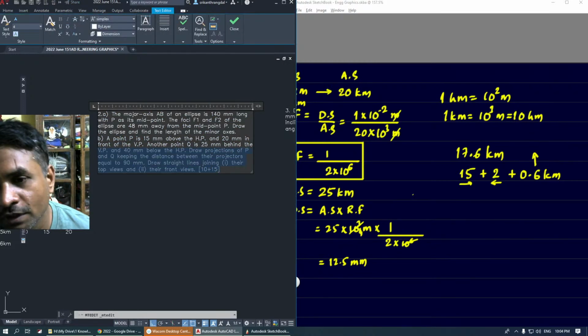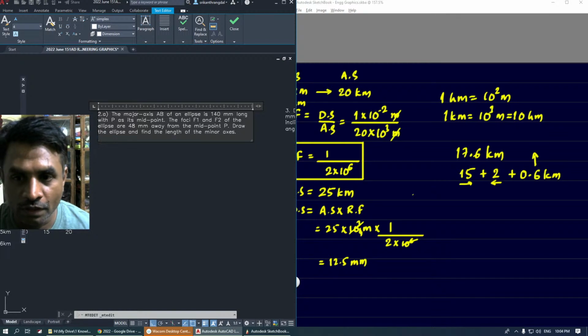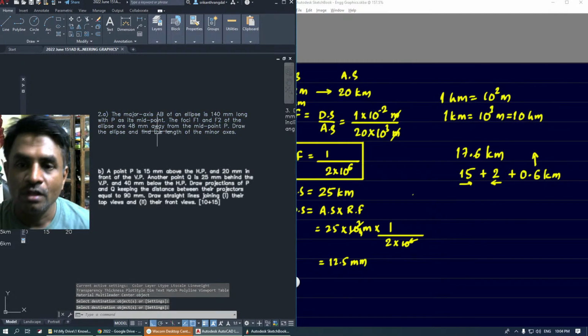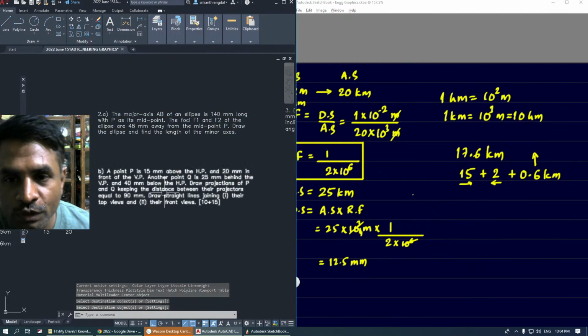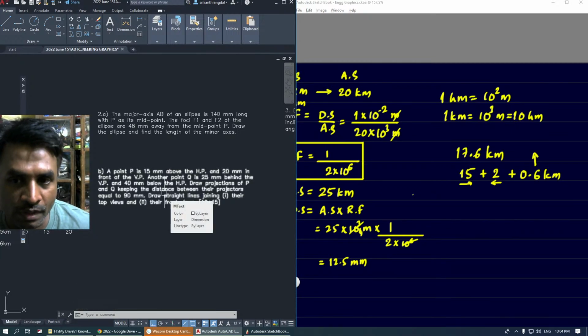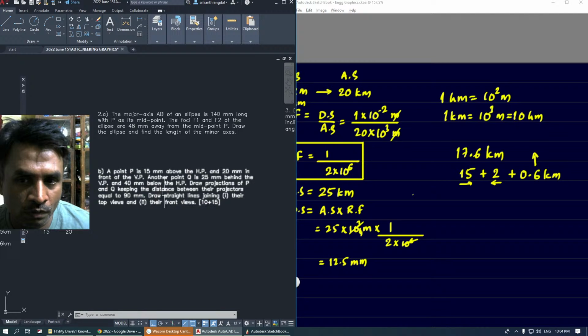India always keeps making such mistakes. Okay, so let's go ahead and see what the next question is. Let's solve question 2a. We have a major axis AB of an ellipse, with the length given, with P as its midpoint. The foci F1 and F2 of the ellipse are 48 mm away from the midpoint P.